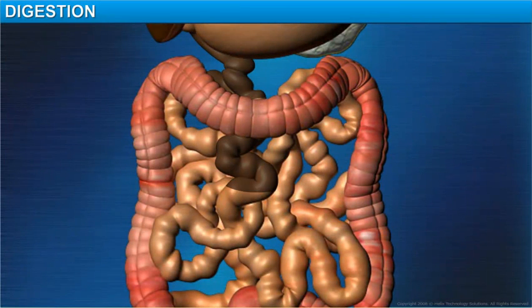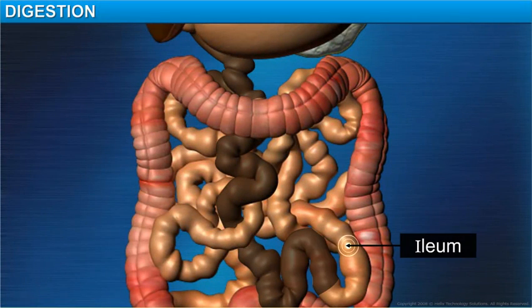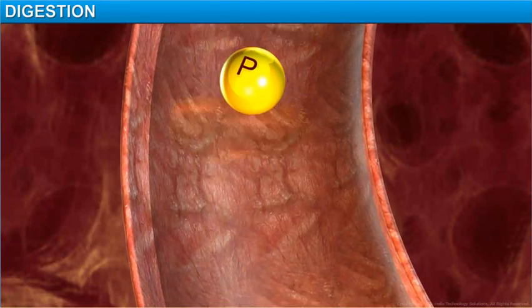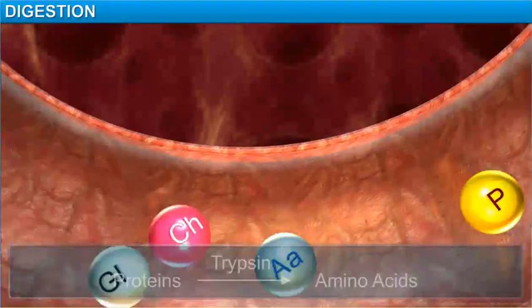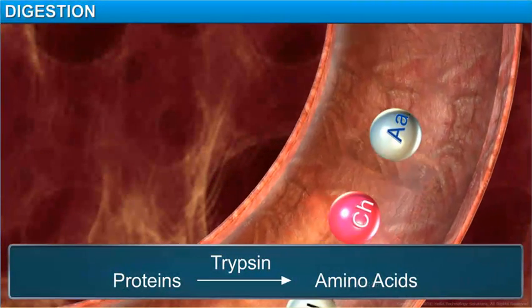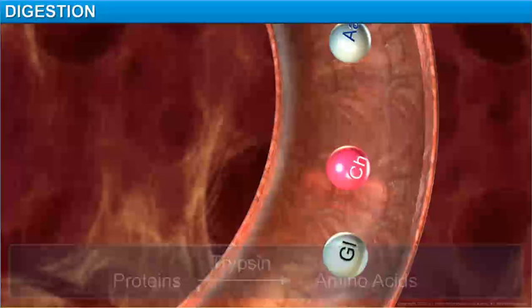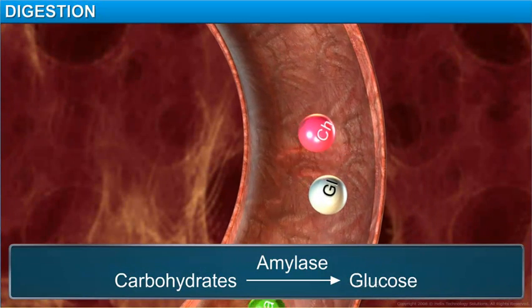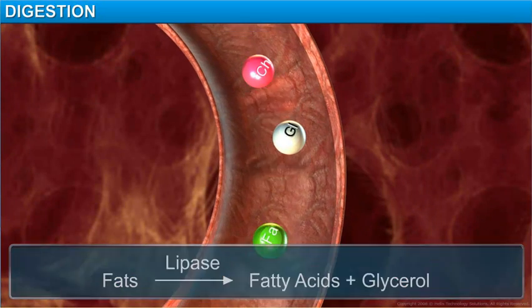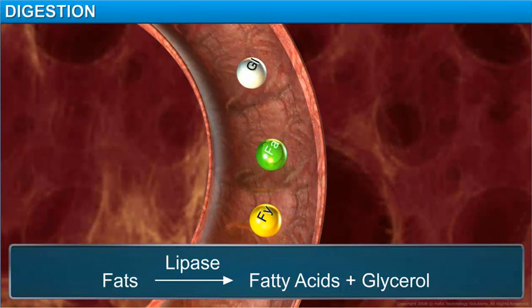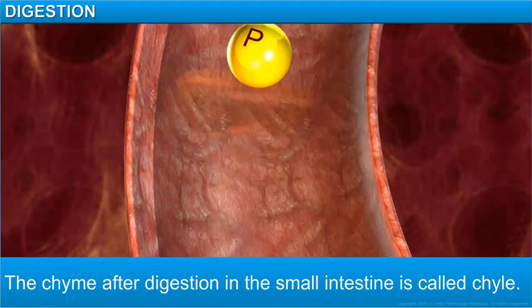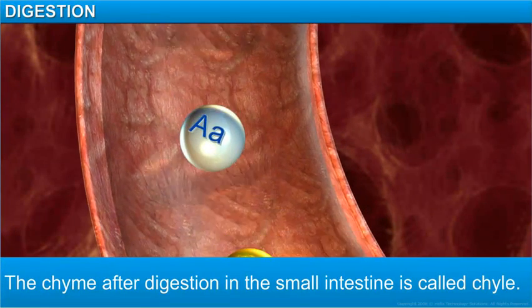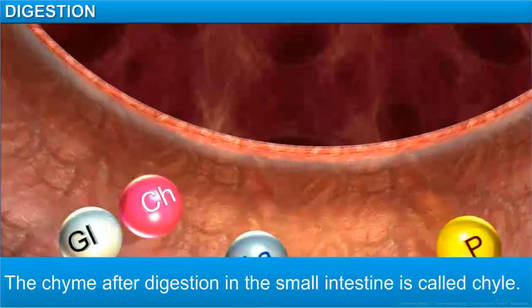The chyme now reaches the second part of the small intestine called the ileum. In the ileum, the intestinal enzymes act upon the food and convert proteins into amino acids, carbohydrates into glucose, and fats into fatty acids and glycerol. The chyme, after digestion in the small intestine, is called chyle.